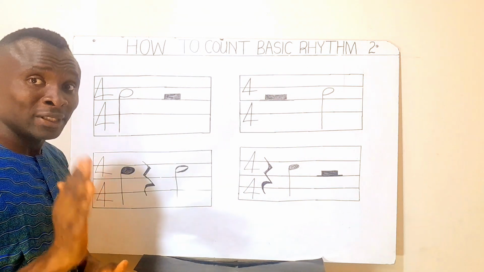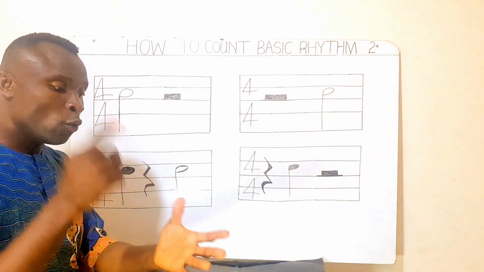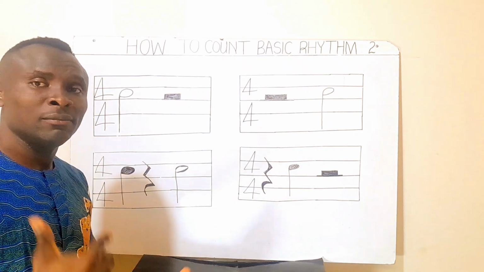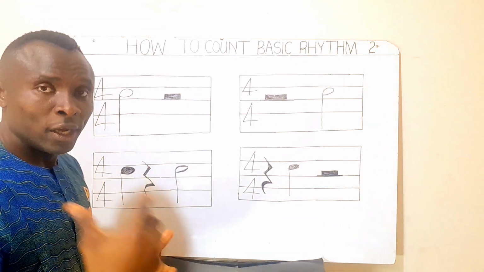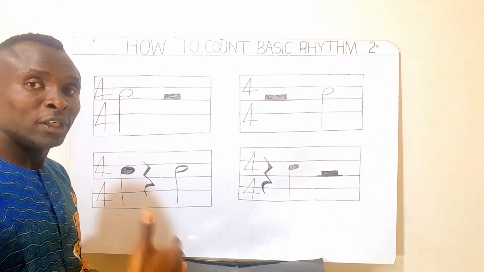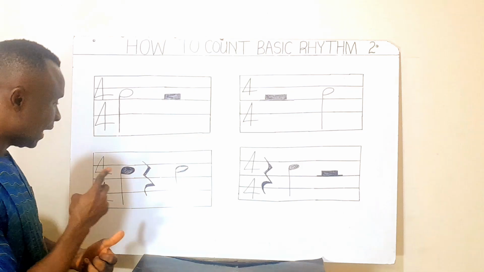If your time signature is 4/4, then every measure should be the same. 1, 2, 3, 4. 1, 2, 3, 4. Whether it be a rest or a proper note itself, it must go according to the beat, the time signature. So let's take it one more time.